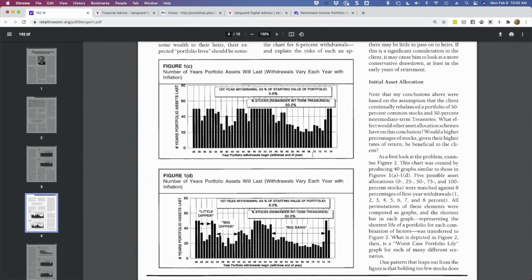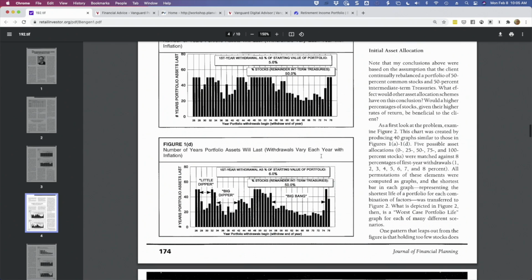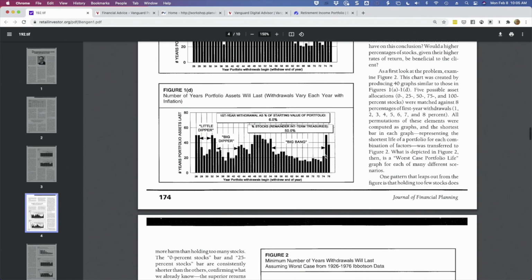Now, what about those that might be paying 2% in fees? Maybe a 1% advisory fee, and then your advisor has you in expensive mutual funds that cost on average 1%. Well, we can go down to figure 1D. This had a 6% initial withdrawal rate, and you can see, boy, some of these years just got decimated. Well under 20 years, their portfolios were exhausted after about 15 years.